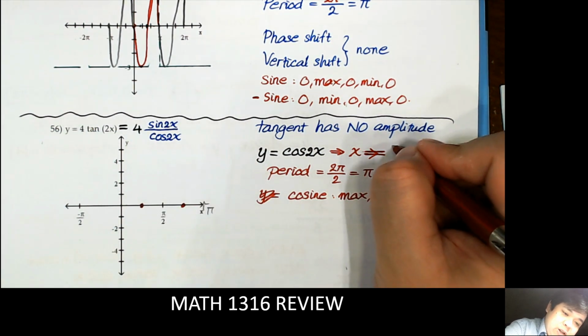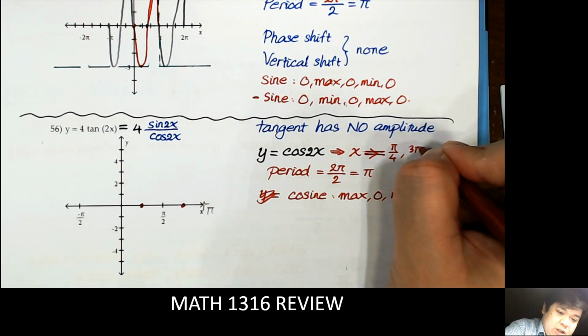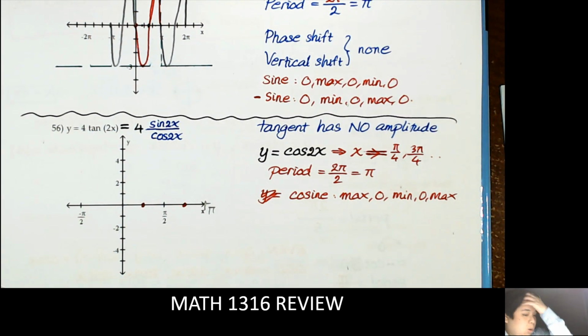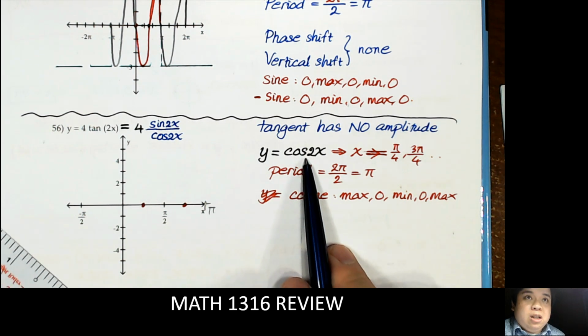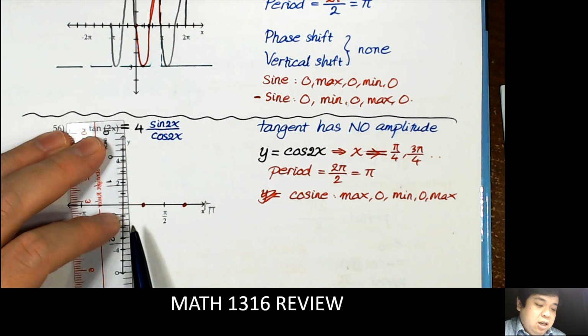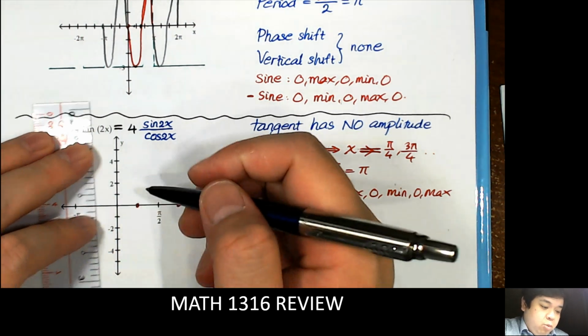pi over 4, 3 pi over 4, and so on. So those 2 points. So we find out where the bottom equals 0. For that we find out what is the pattern of the cosine, which is max, 0, min, 0, max. So 0 and 0 will be at those points.